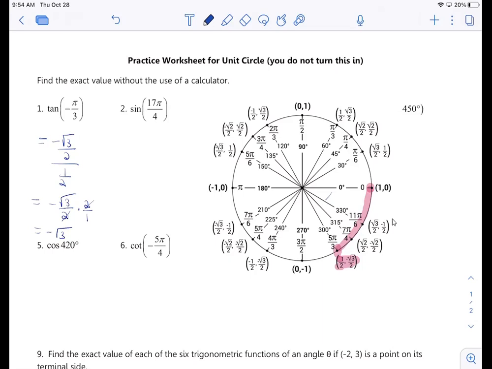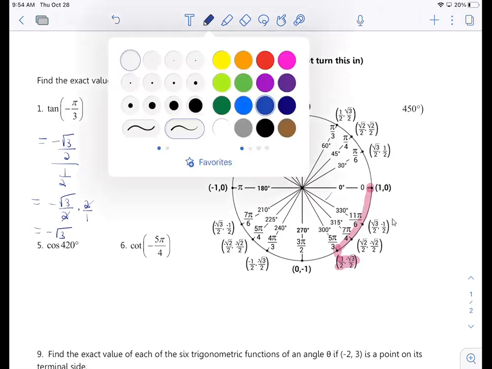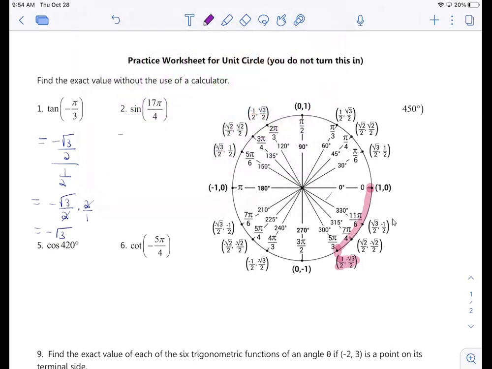Okay, now for the second one, sine of 17 pi over 4. So what I want to do is I want to go ahead and rewrite this as a mixed number. Another way of saying that is a proper fraction. This is an improper fraction. So you got to get better with fractions because I think we all struggle with them. 4 goes into 17 pi 4 times. Well, 4 times 4 is 16. So we have 1 left over.